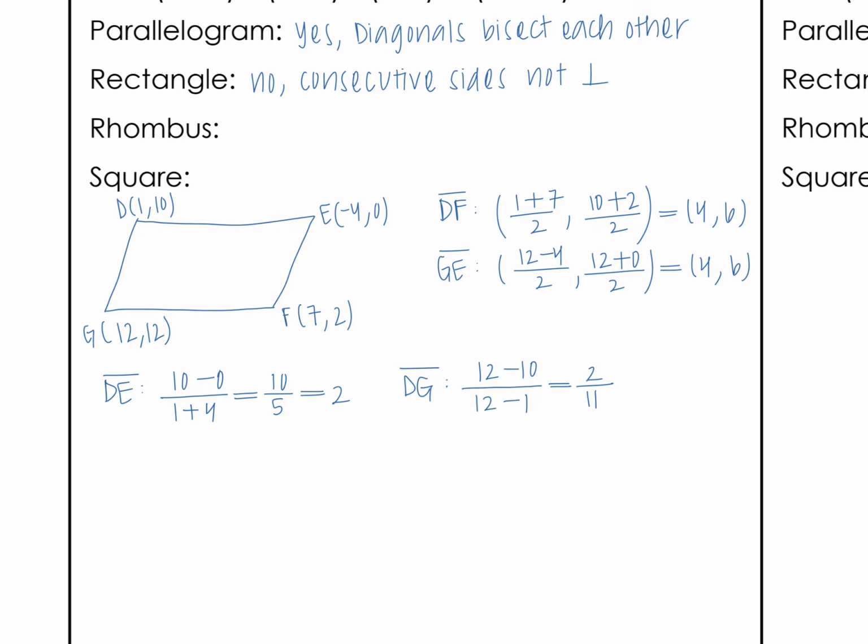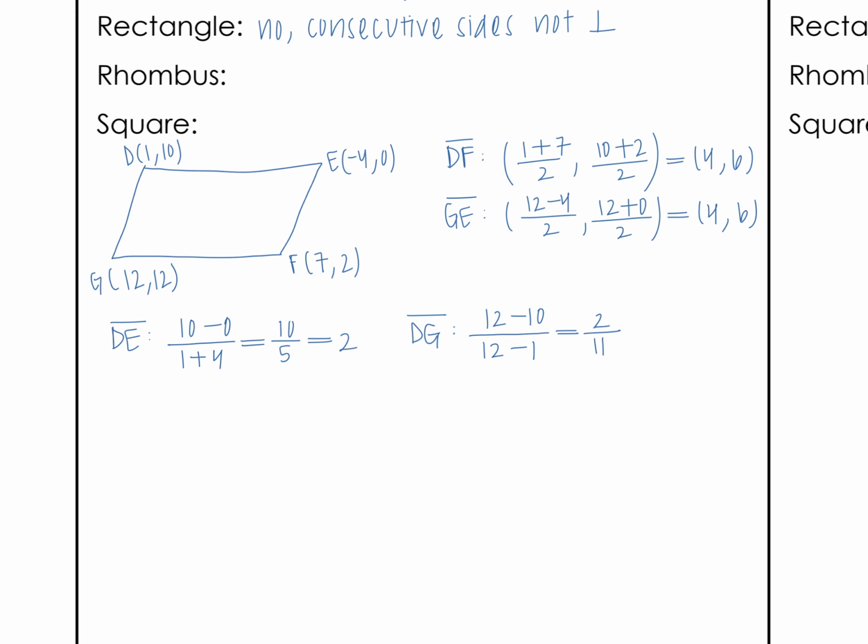Okay, now moving into my rhombus. For my rhombus, I'll go back into that distance formula of determining if my consecutive sides are going to be congruent. Okay, so we'll use the same two consecutive sides. We're going to do DE to begin with. So 1 minus that negative 4 gives me 1 plus 4 squared, plus, then we'll have 10 minus 0 squared. So reducing, we're going to get that 5 squared plus 10 squared.